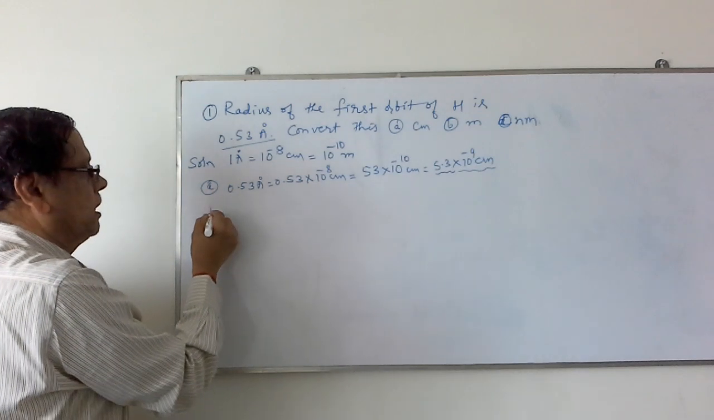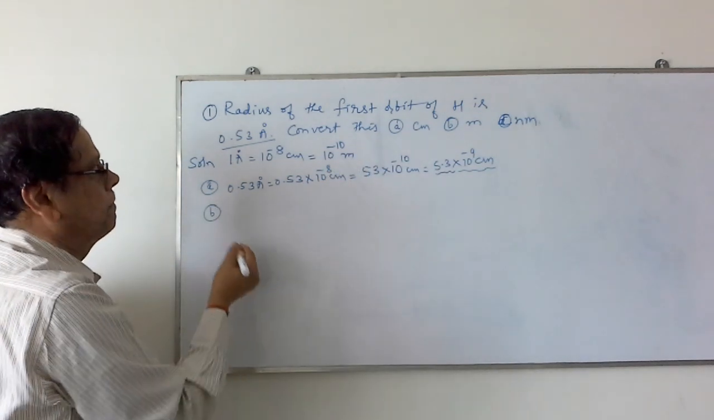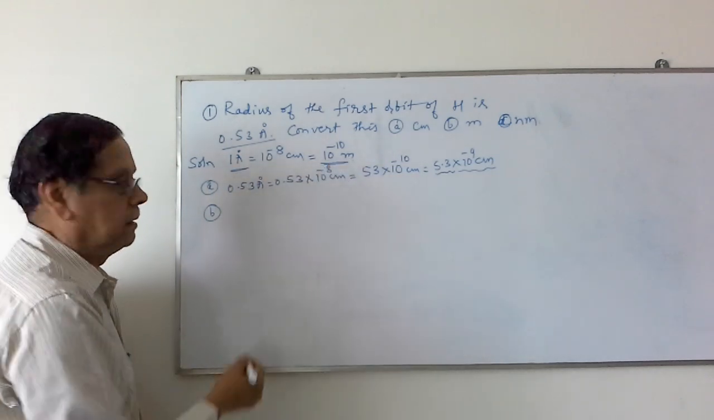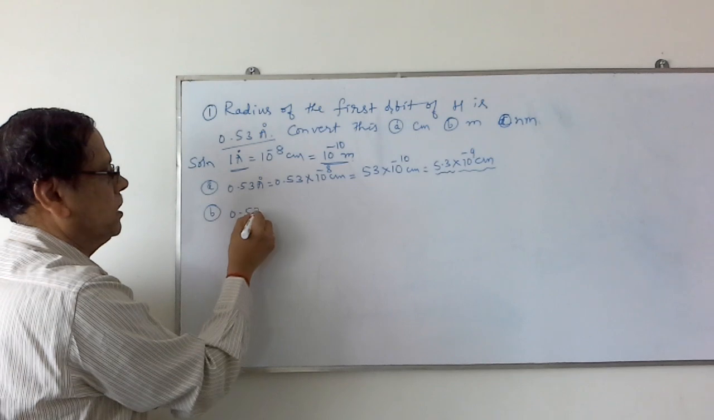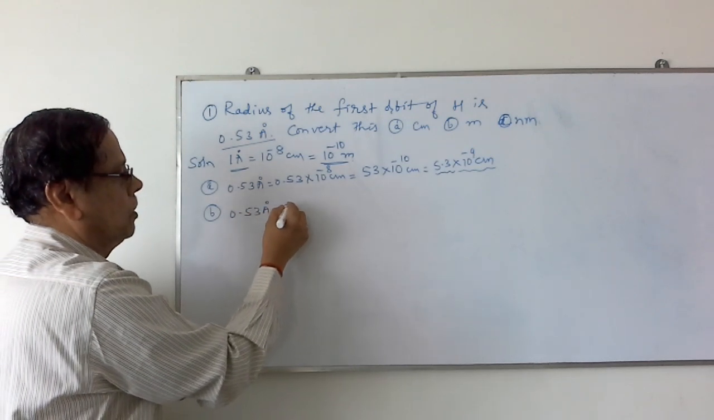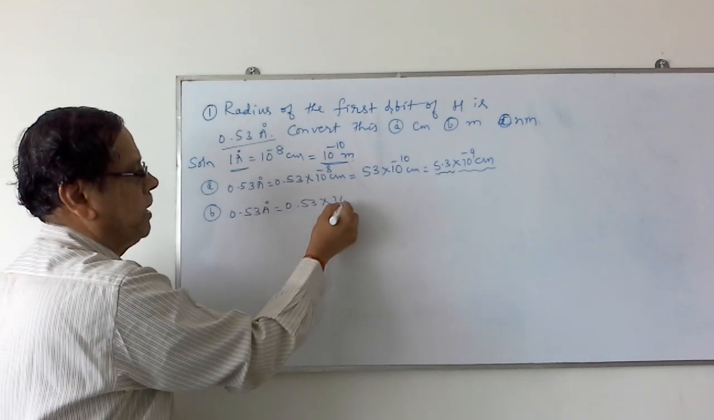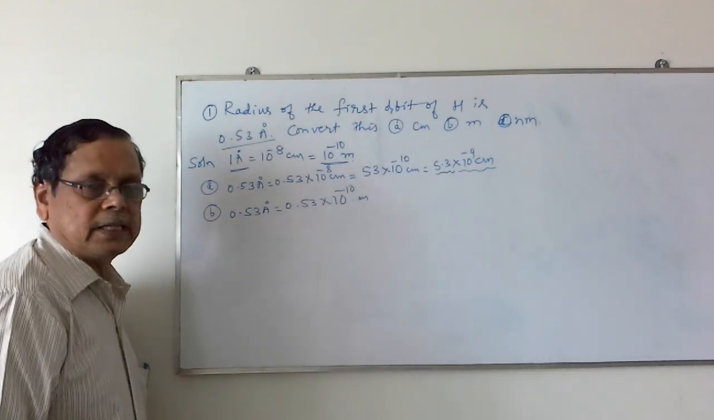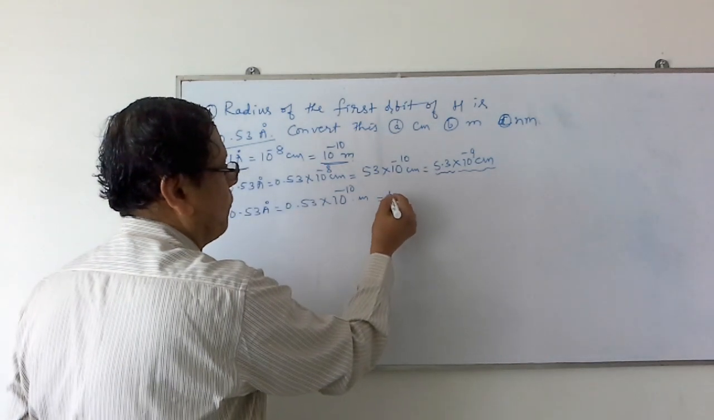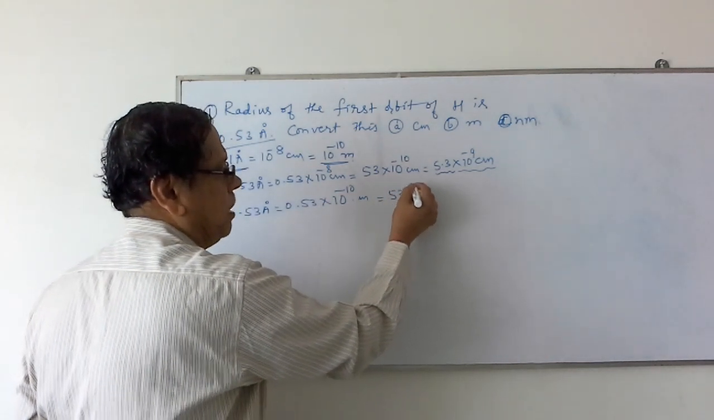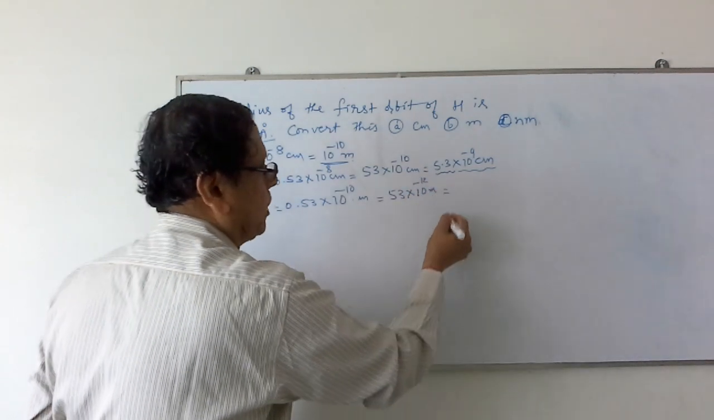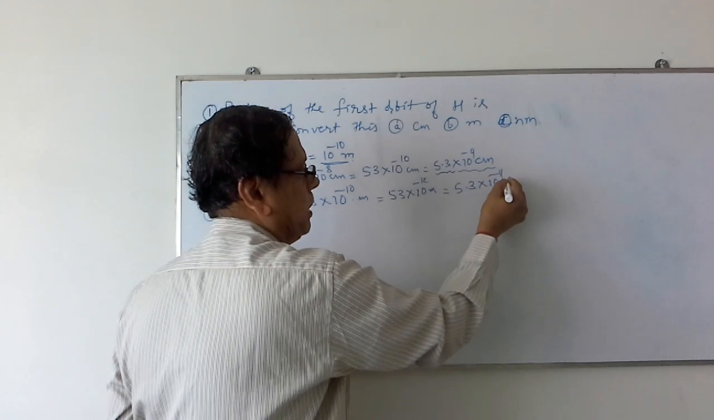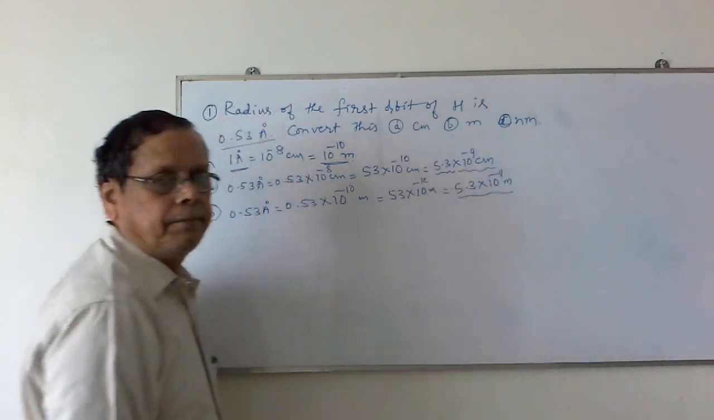centimeter. Then coming to the second one, in terms of the meter, we know that 1 angstrom corresponds to 10 to the power minus 10 meter. Therefore, 0.53 angstrom corresponds to 0.53 into 10 to the power minus 10 meter. That is equal to 53 into 10 to the power minus 12 meter, or we can also write this as 5.3 into 10 to the power minus 11 meter according to scientific notation.